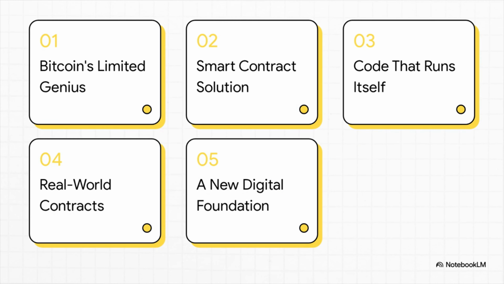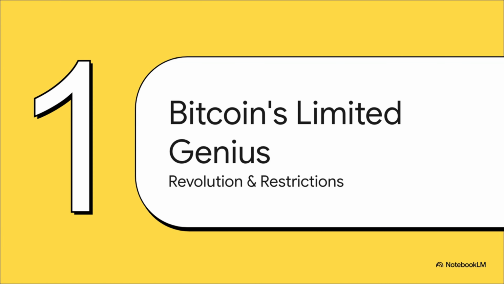Here's how we're going to break it all down. To really get what a smart contract is, we've got to understand the problem it was designed to solve. So we'll start with Bitcoin's brilliant but limited design, see how smart contracts came along as the solution, check out how they actually work under the hood, and then, the fun part, explore all the mind-blowing things you can build with them. Okay, so our story kicks off with Bitcoin.